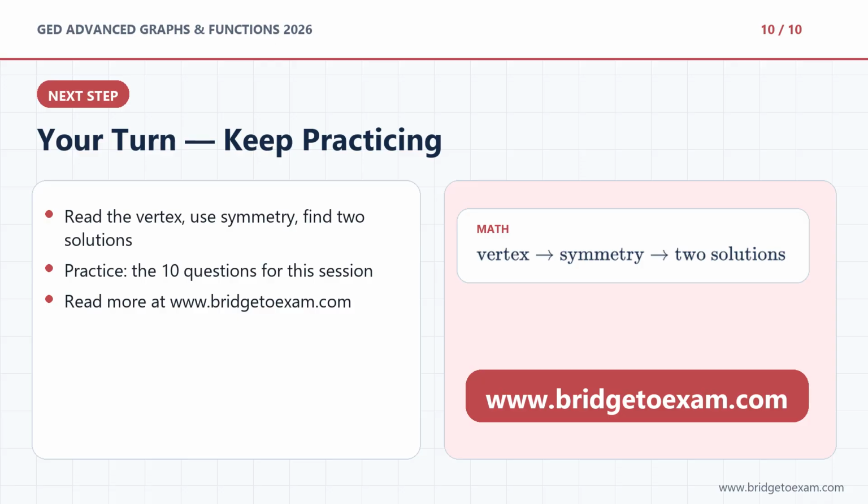Your mastery check is the 10 practice questions for this session. For each one, read the vertex, use the symmetry, and look for two solutions.